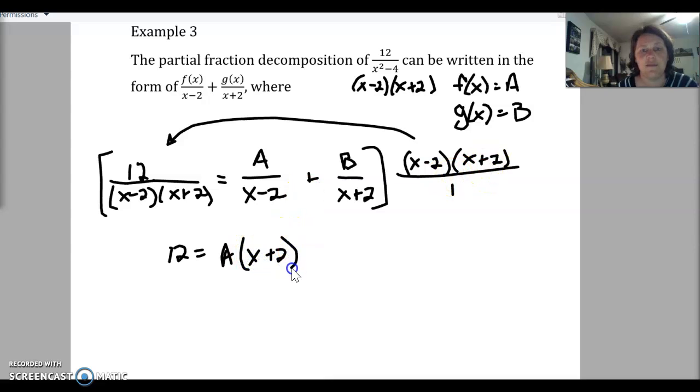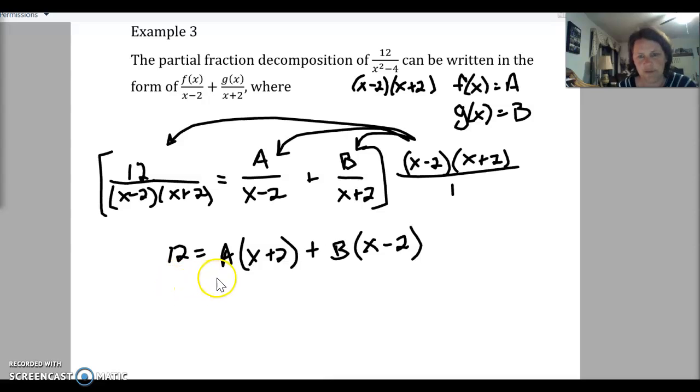I'm not going to show the step every single time. I know you guys probably already get this easily enough, but I'm going to go through it a couple times. So the x plus 2's will cancel when we multiply to that term, and we will have b times x minus 2. Okay, so from here, we've got rid of all of our fractions, and that was our goal. So no more fractions. Now we need to get rid of parentheses. So we have 12 equals ax plus 2a plus bx minus 2b.